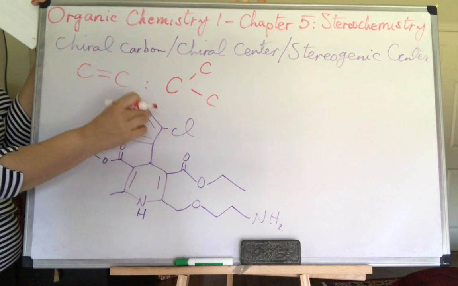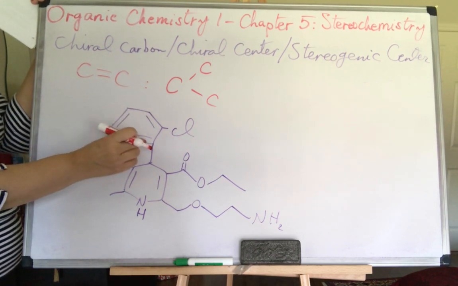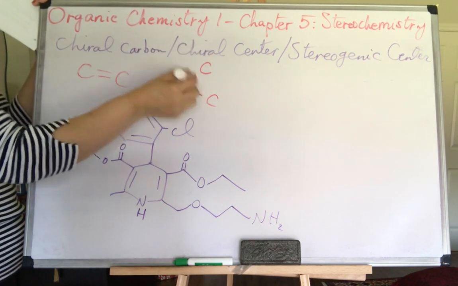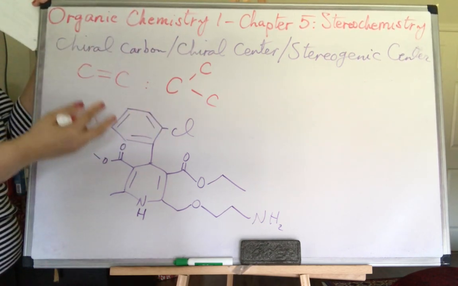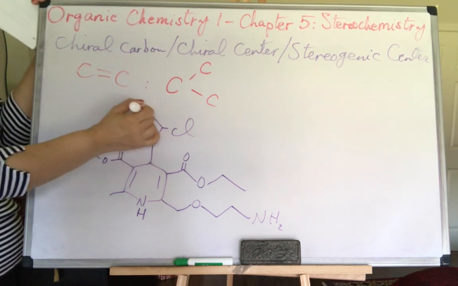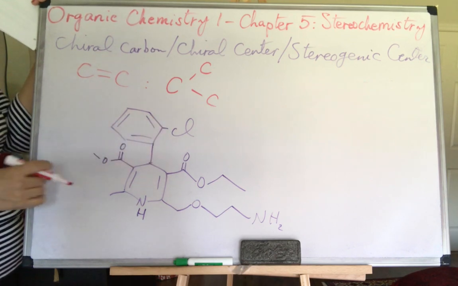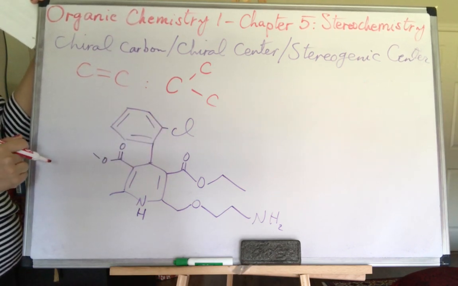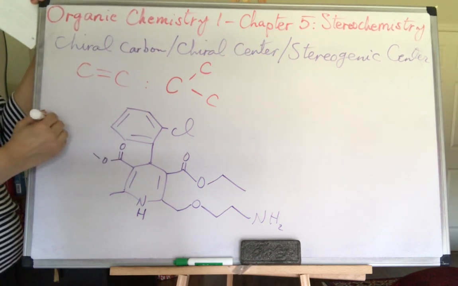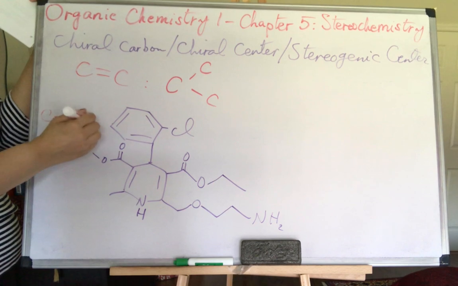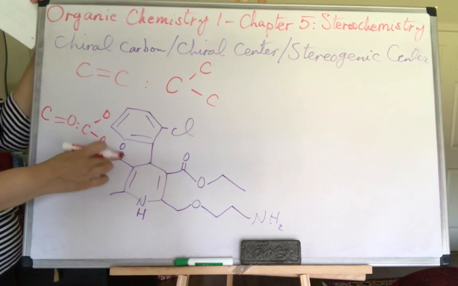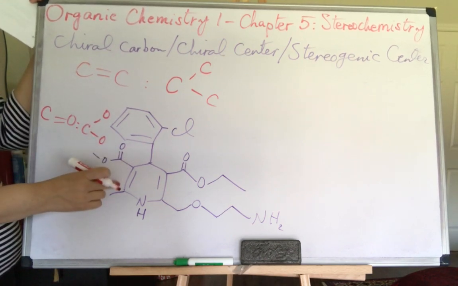So, none of these carbons with a double bond can be stereogenic because they automatically are connected to 2 similar atoms, 2 carbons. So, none of them around this ring is stereogenic. The same for the carbon-oxygen double bond. It looks like carbon is connected to 2 oxygens. So this carbon is also not stereogenic. These carbons are not stereogenic.